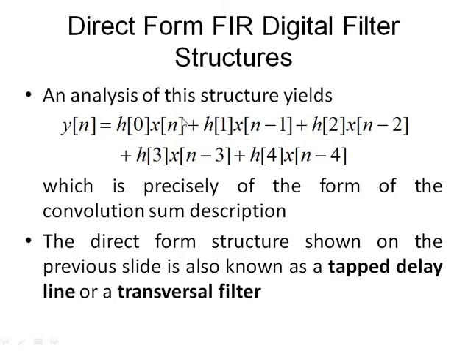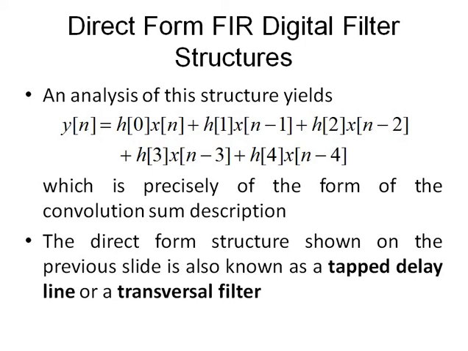So from the analysis of the structure, y[n] is equal to h[0] x[n] plus h[1] x[n-1] plus h[2] x[n-2] plus h[3] x[n-3] plus h[4] x[n-4]. Suppose we have a total number of delays equal to capital N, meaning h[N] into x[n-N], which is precisely of the form of the convolution sum description.